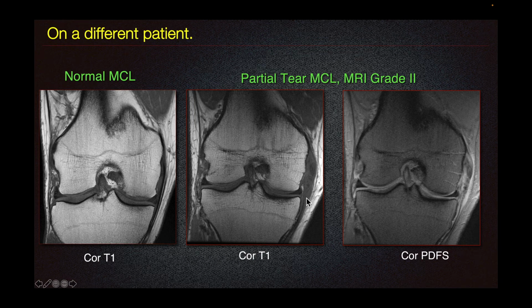This is in comparison to this partial tear of the MCL in the other patient. We can see this irregular proximal medial collateral ligament. In our fluid sensitive images, we can see that there's edema superficial, deep, and within the fibers itself, consistent with grade 2 sprain. Grade 1 sprain would demonstrate abnormal signal just superficial to the ligament itself.